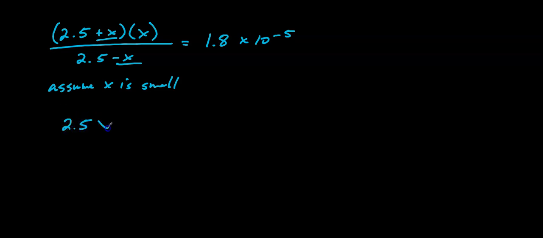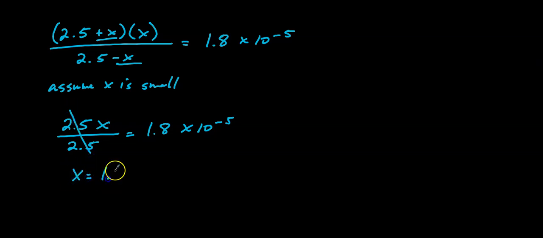So we have 2.5x over 2.5 is equal to our Kb. You don't have to always have the same concentration of the base and its conjugate acid, or acid and its conjugate base. It just so happens that they are the same concentrations here. So those cancel. We end up with x being 1.8 times 10 to the negative fifth.